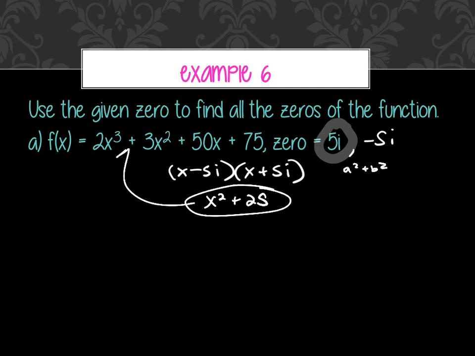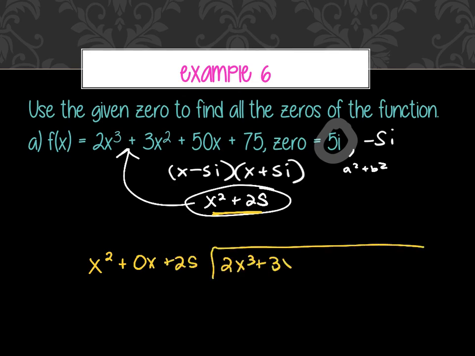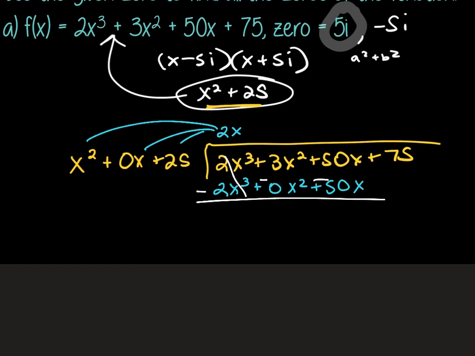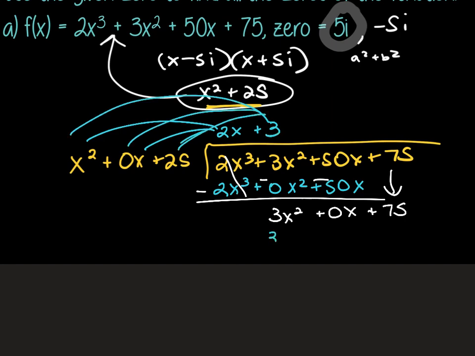So now if this is a factor of that, I can take this, put it on the outside, adding in the 0x because I'm missing a term. And divide it into it. So this is 2x multiplies times all 3. Change your signs. Multiply times 3, multiply times all these. Change your signs. If you've done it correctly, you should get a remainder of 0.